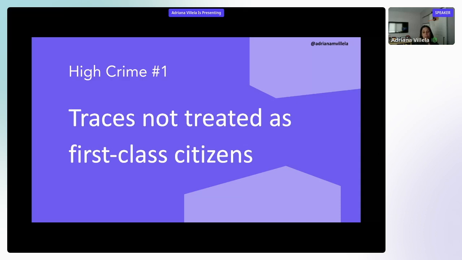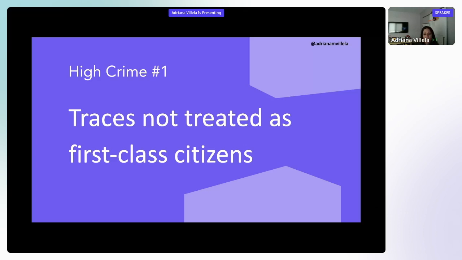High crime number 1: traces not being treated as first-class citizens. Too many organizations put far too much emphasis on metrics and logs, either completely disregarding or downplaying traces. And yes, metrics and logs are useful, but to a point. Metrics give us information about things like CPU levels and the amount of time it takes to complete a transaction. But they can only provide aggregate information that you can't drill down into to understand what's going on with your system. And logs, on the other hand, provide us useful point-in-time information.